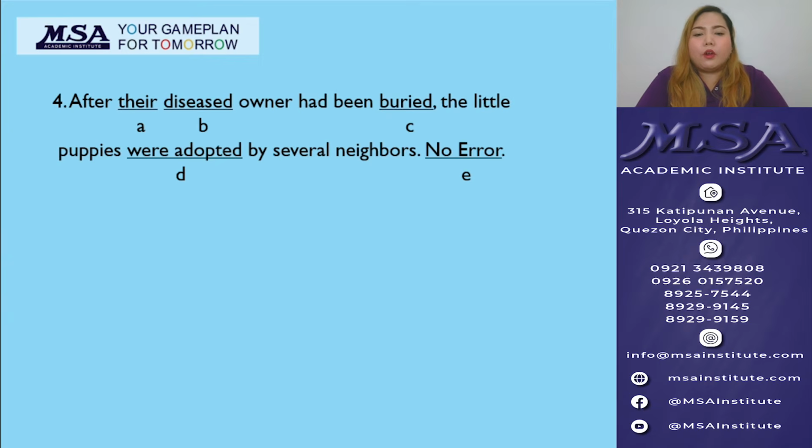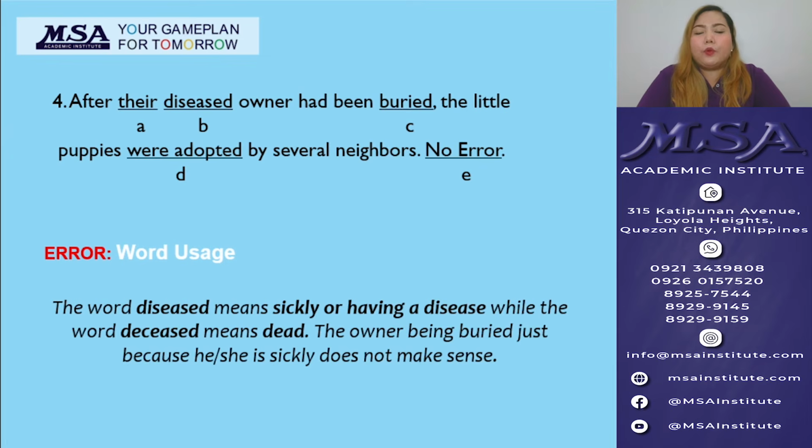For number 4, the error here is in word usage. Now, the word diseased, D-I-S, means sickly or having a disease, whereas the word deceased, D-E-C, means dead. In our sentence, it doesn't make sense that the diseased owner or the sickly owner had been buried. Therefore, our error in this sentence is letter B. Diseased, D-I-S, should be replaced by the word deceased, D-E-C.